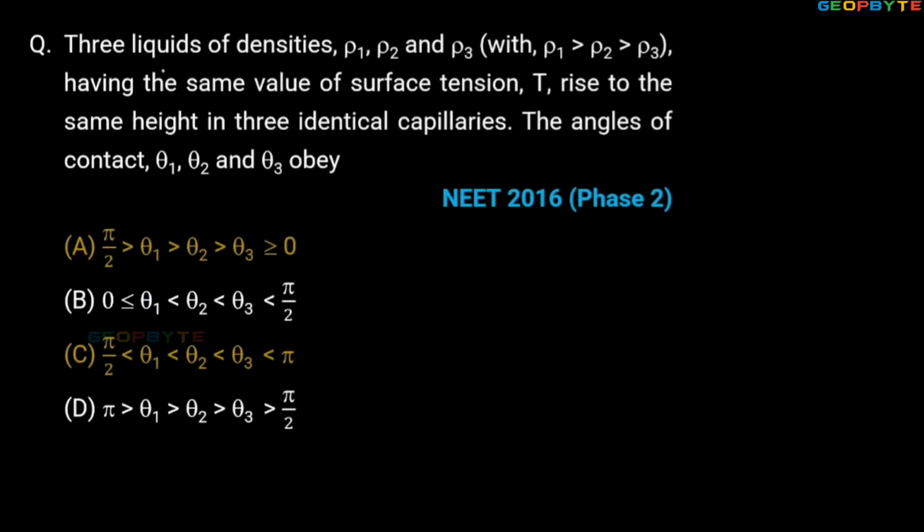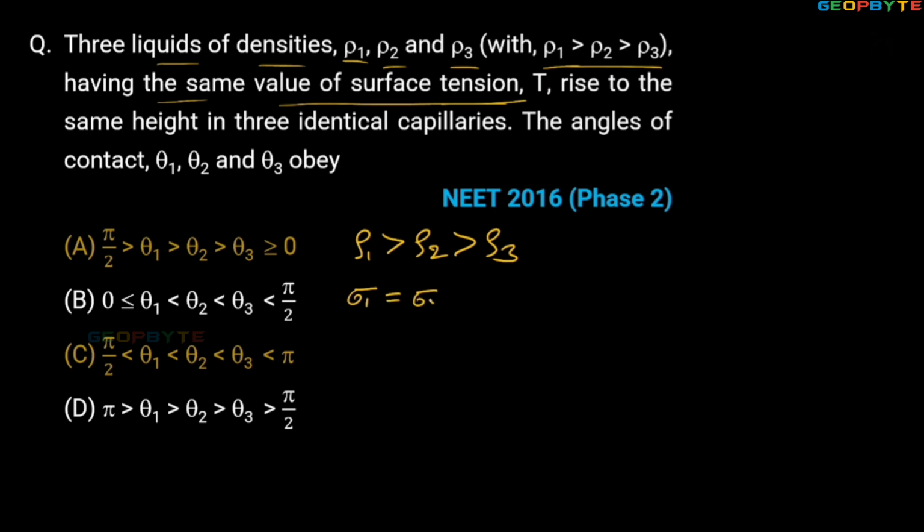Asking like this. 3 liquids of densities rho 1, rho 2 and rho 3. Given that rho 1 is more than rho 2 is more than rho 3, having the same value of surface tension. That means sigma 1 equals sigma 2 equals sigma 3. Surface tension remains the same. Of course, it is given as T, or I can say T1 equals T2 equals T3. Remember, surface tension can be denoted either with sigma or T.